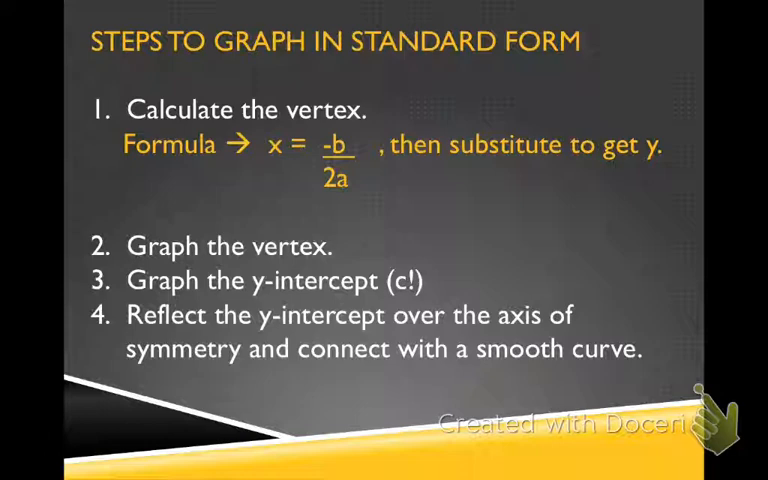Just like before, we have to get the vertex, but that is a little bit more work with this one because it's not written out plain and clear like it was in vertex form. So the formula that you're going to use is x is equal to the opposite of b over 2a. Remember that when we use x equals, that is going to be the equation of a vertical line. This formula right here is telling you the equation of your axis of symmetry.